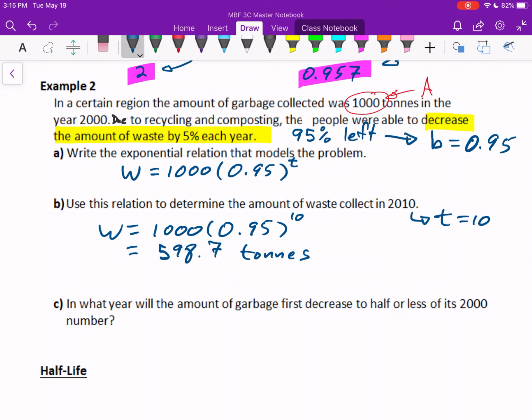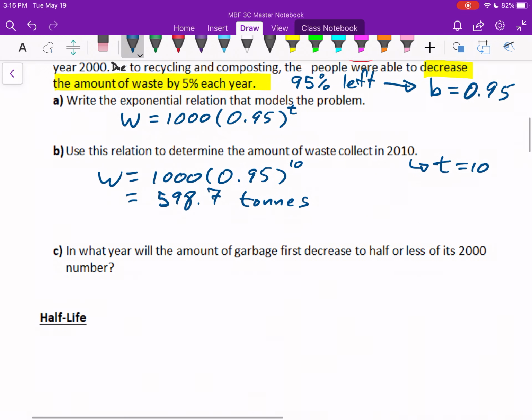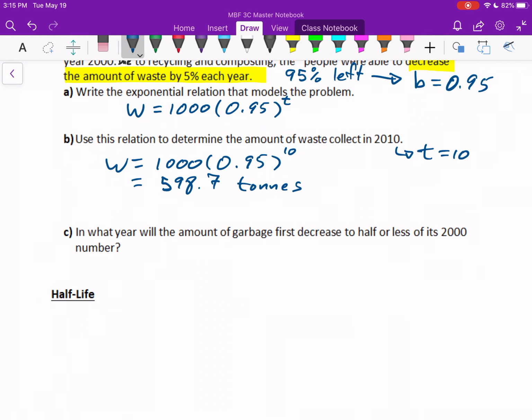In what year will the amount of garbage first decrease to half or less of its 2000 number? Okay, so again, in this case, we want to find out exactly when half is. I mean, less would just be later. So half of 1,000 is 500, but we have to put that in for W. So W in this equation is going to be 500, and then it's going to be 1,000 times 0.95 to the exponent T.